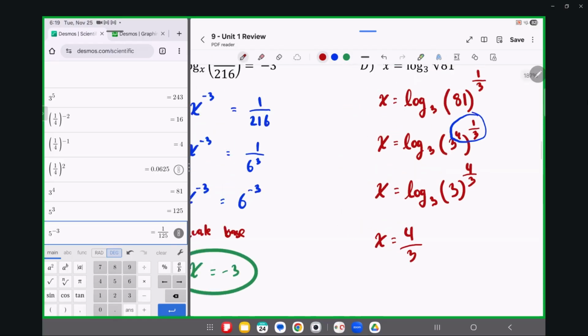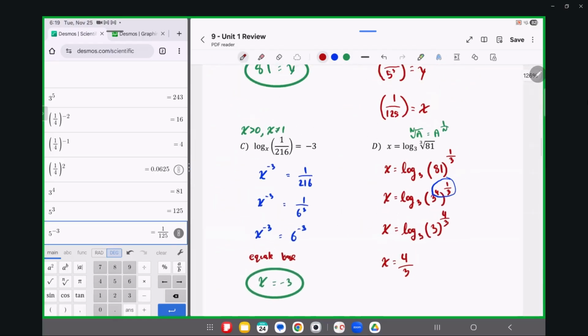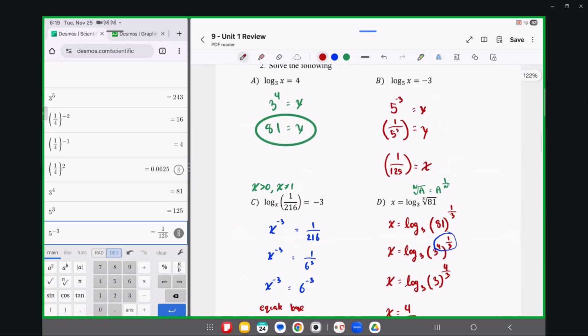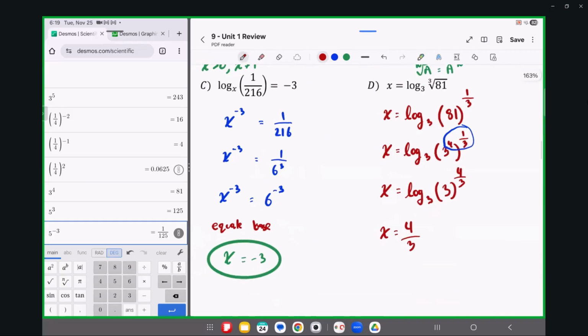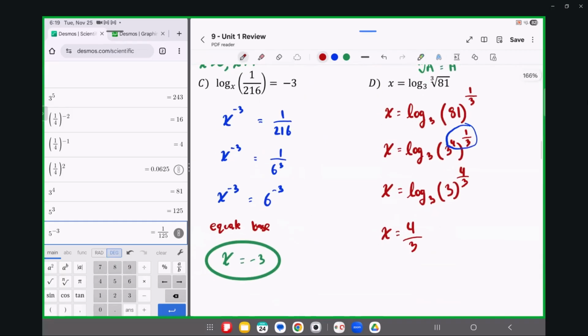And so this was the circumstance where we were able to either directly solve this by converting to the exponential equivalent, or we might have had to equate the base. And sometimes we just have to work with the logarithm directly and get a common base.